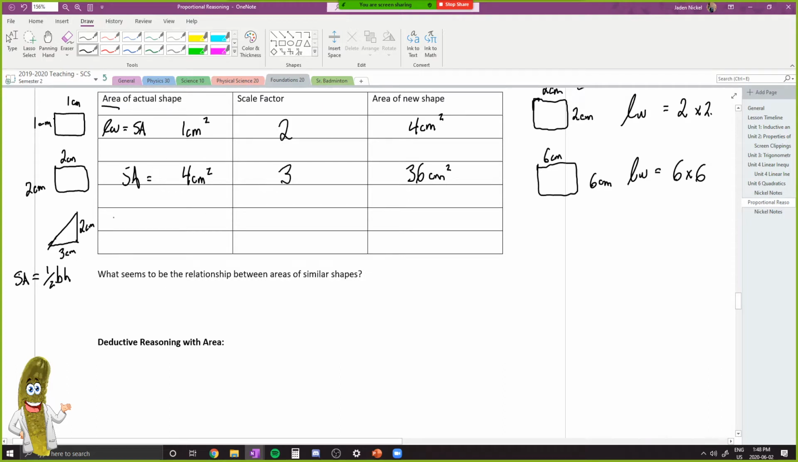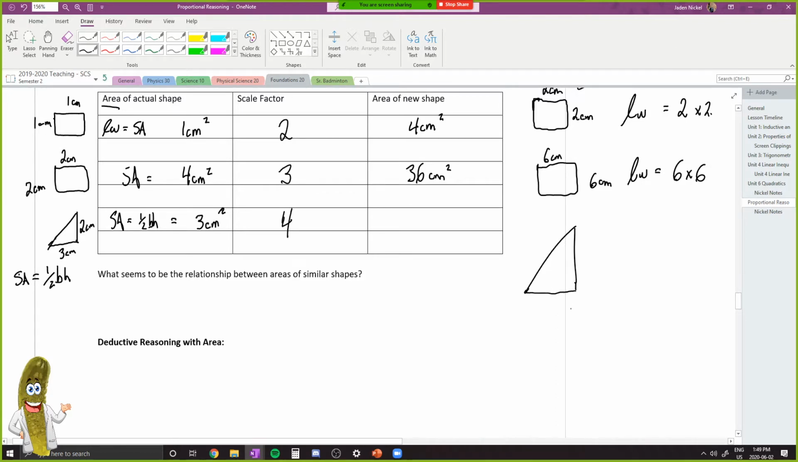So if I were to go and find my surface area of 1/2 base times height, it would be half of 3 times 2. 3 times 2 is 6. Half of that is 3 centimeters squared, would be the surface area of that triangle. Let's just increase our scale factor. Let's try a bigger number and see if that's maybe giving away any sort of pattern at all.